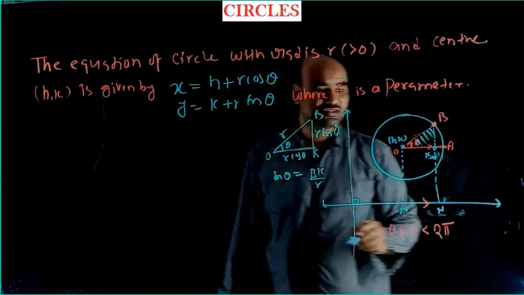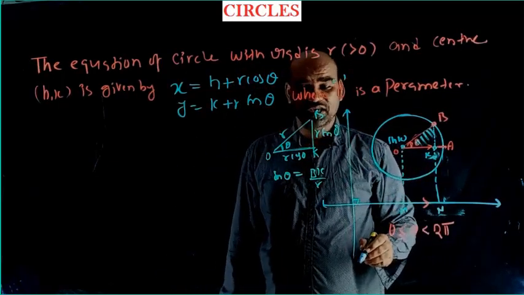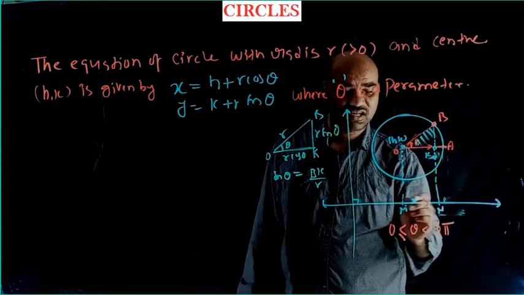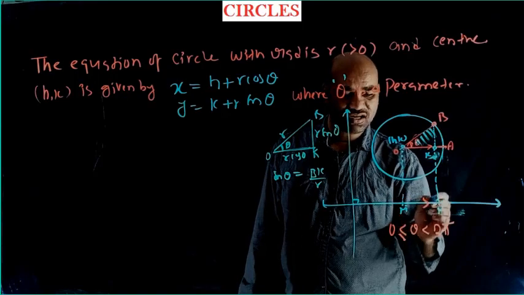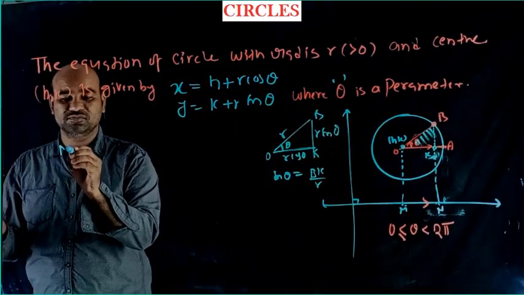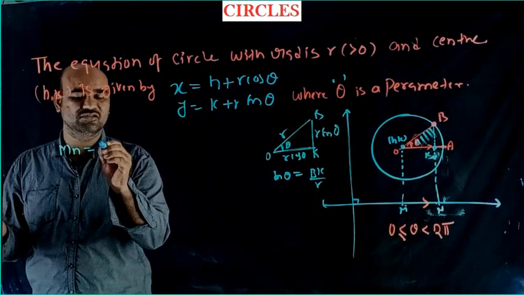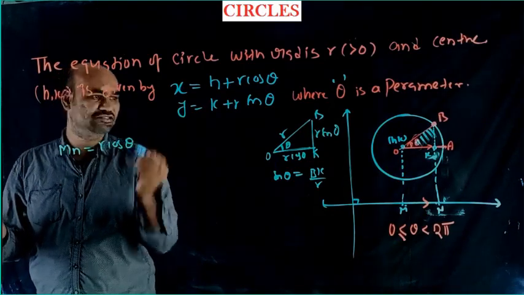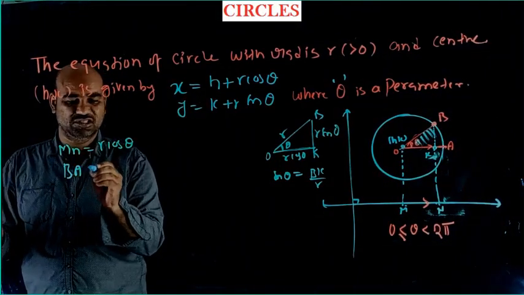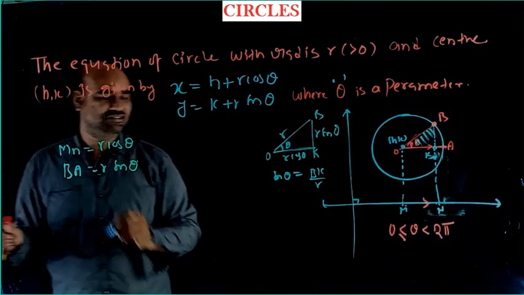Okay, so what happened here? OK is r cos theta, means MN is r cos theta. MN equal to r cos theta. So what I got here? Similarly, BA equal to r sin theta.